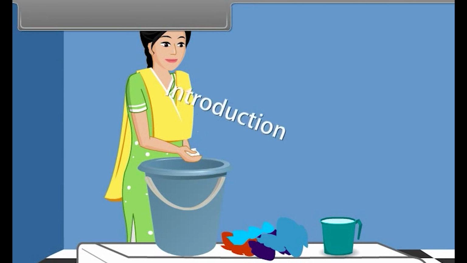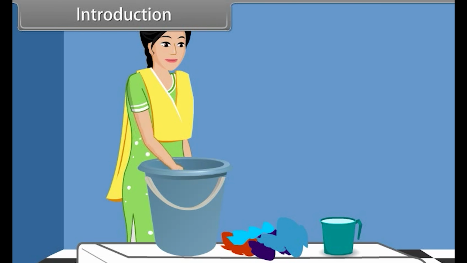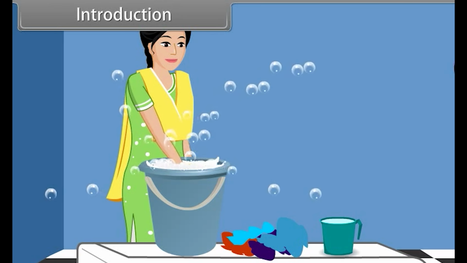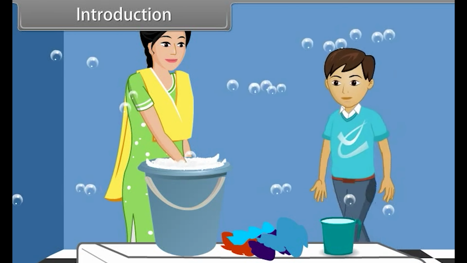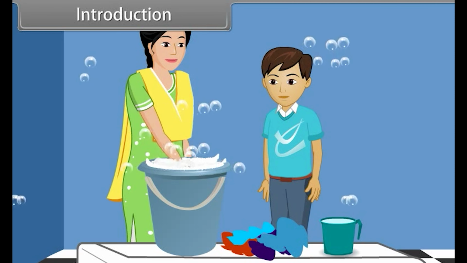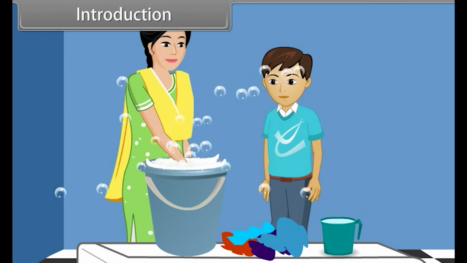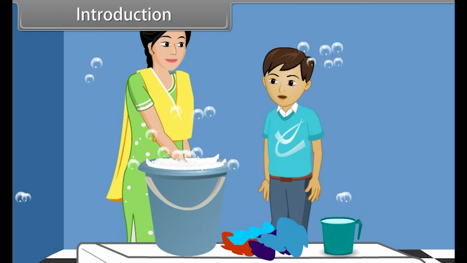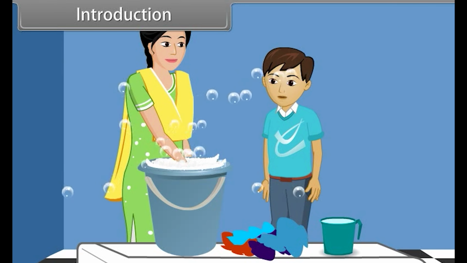Introduction. Ravi's mother is pouring detergent powder into the water bucket and starts shaking it well by hand. Due to this, a lot of soap bubbles are produced and are coming out of the bucket. Ravi, watching this curiously, asks his mother why soap bubbles are stable while water bubbles are not.